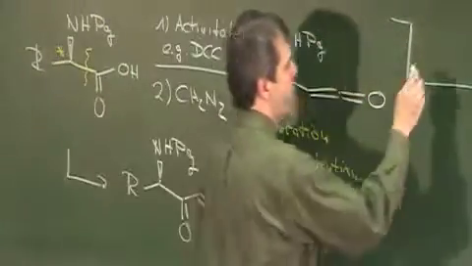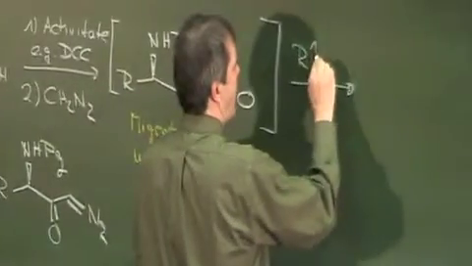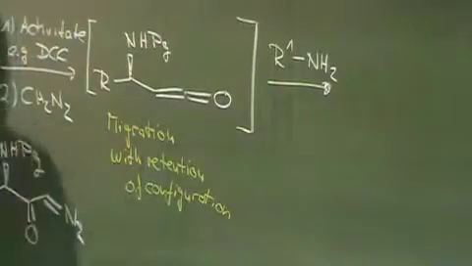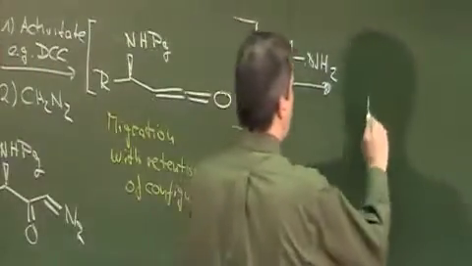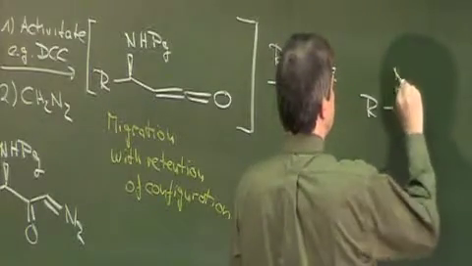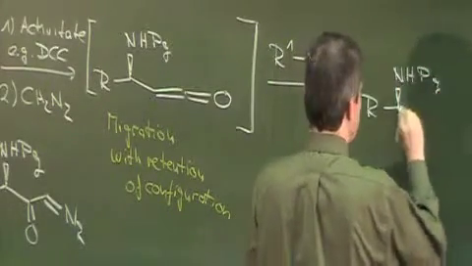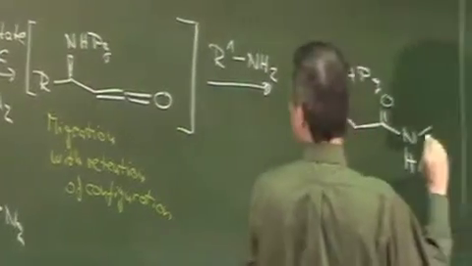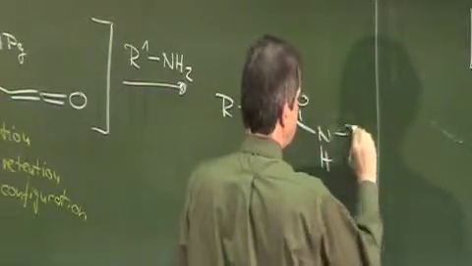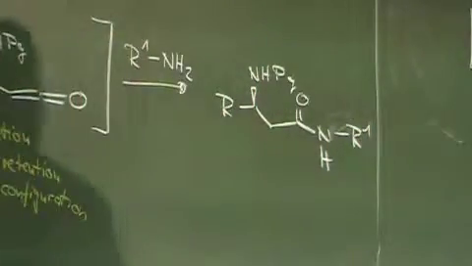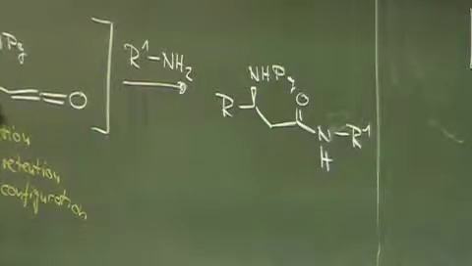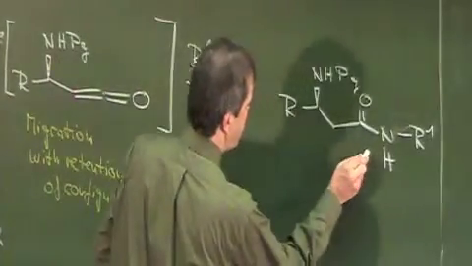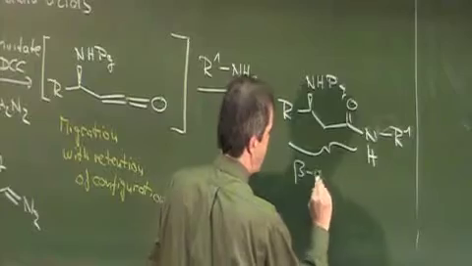And now again, if you treat this, for example, right away with an amine, which can be another amino acid, you actually are able to form a peptide here where you have homologated the alpha amino acid to the beta amino acid. So this part here now is a beta amino acid.